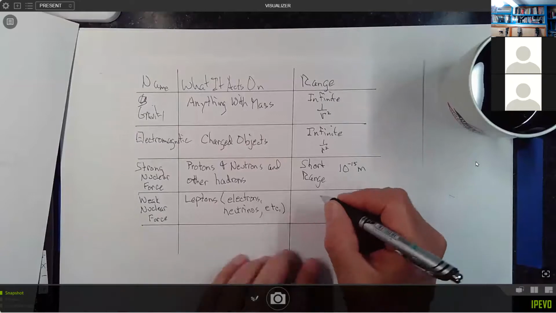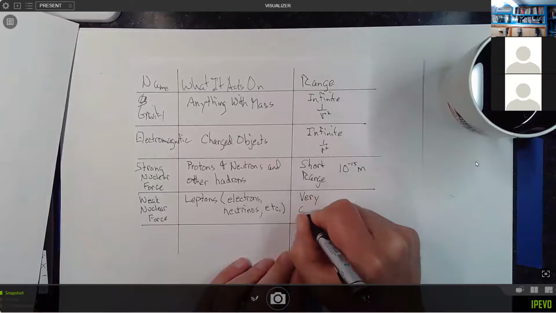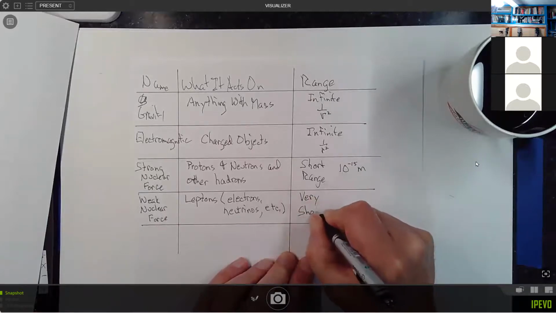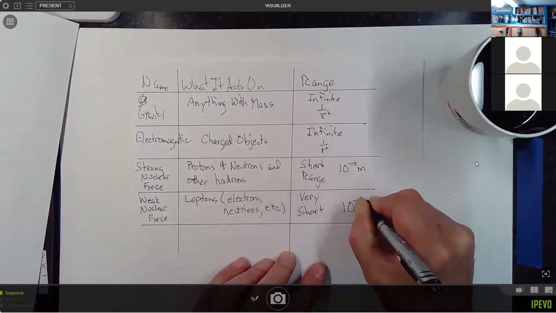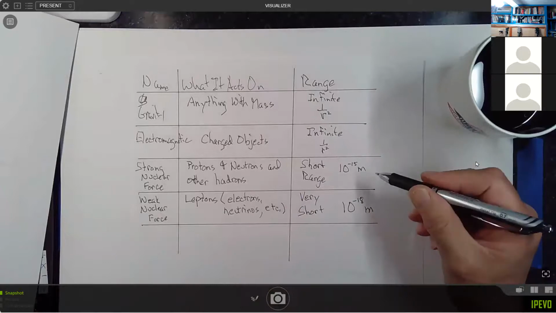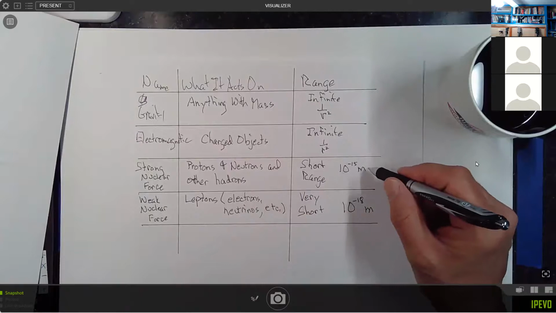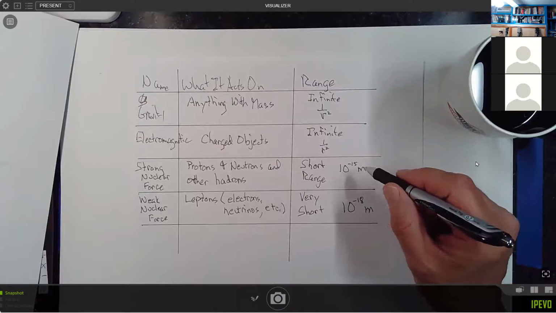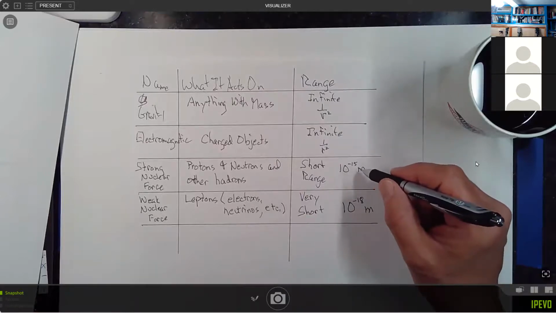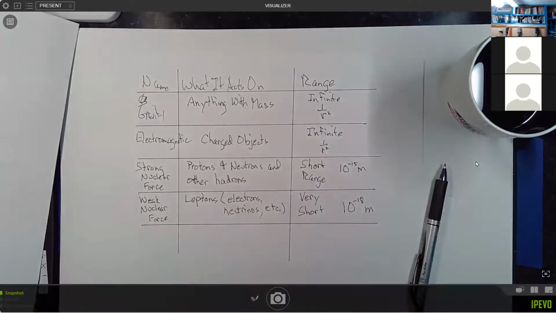The range of the weak nuclear force is very short. A nice precise term, but its range is about 10 to the minus 18th meters. Now, a meter is about as long as your arm, roughly. 10 to the minus 15th is actually a millionth of a billionth of a meter. This very short range is a billionth of a meter. And so these things are very short range.